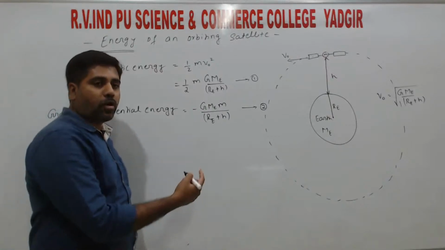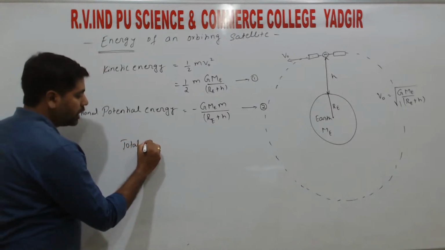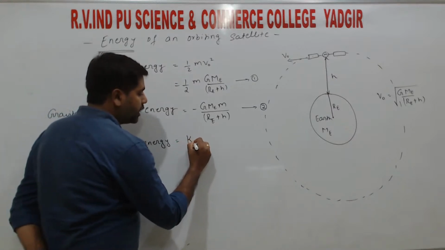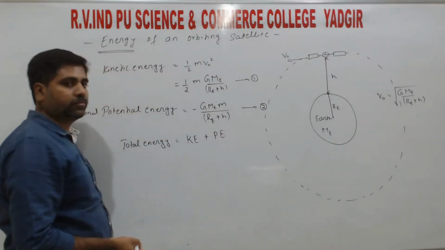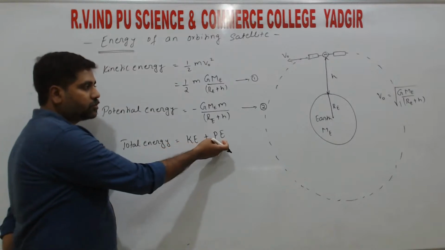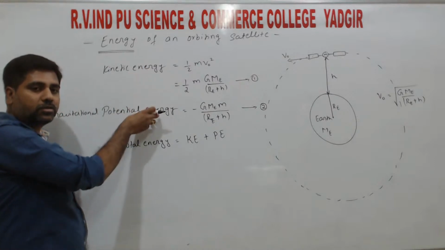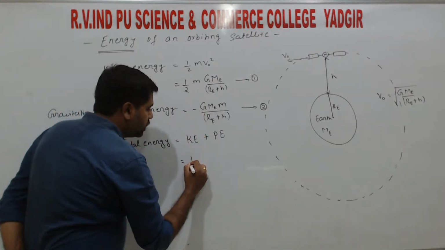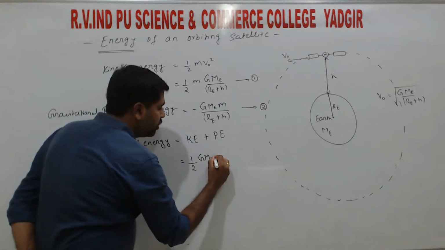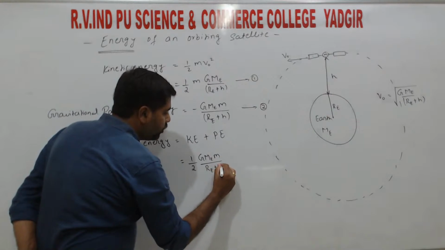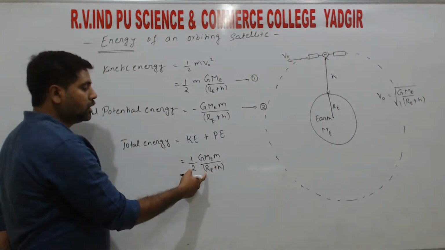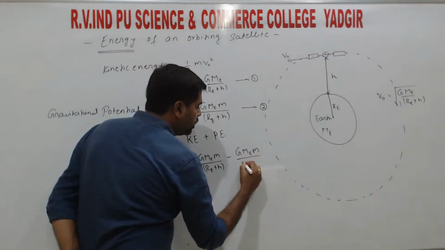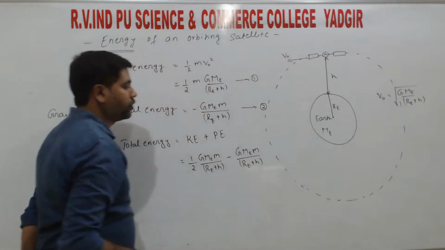So the total energy of the orbiting satellite, right? Total energy is always equal to the sum of kinetic energy plus potential energy. From equations 1 and 2 we have the kinetic energy and also the potential energy. Substituting and simplifying we get the total energy, right? So the kinetic energy is half G ME m divided by RE plus h, right? Plus the potential energy, which is minus G ME m divided by RE plus h, right?